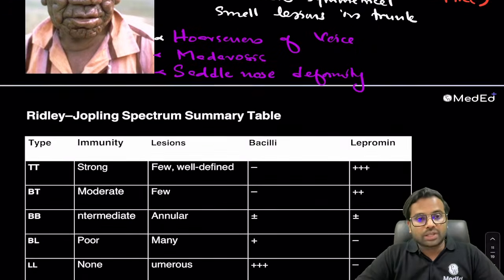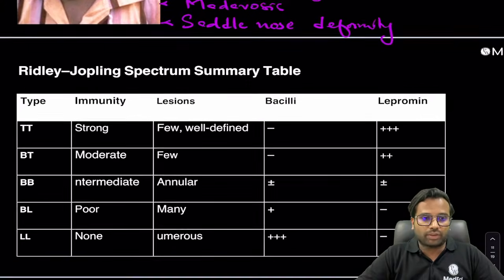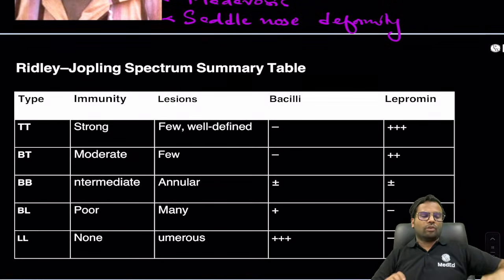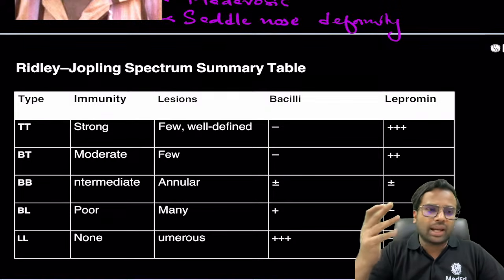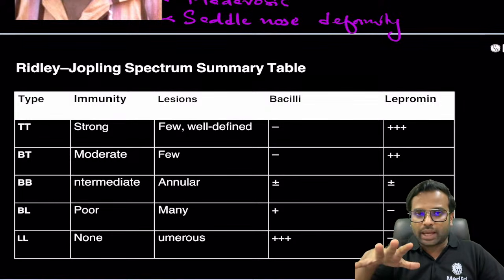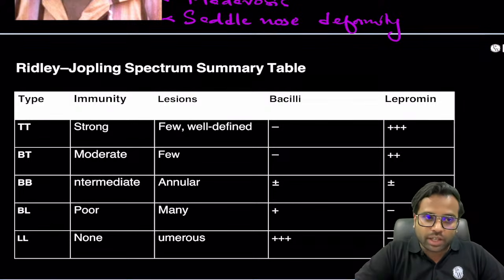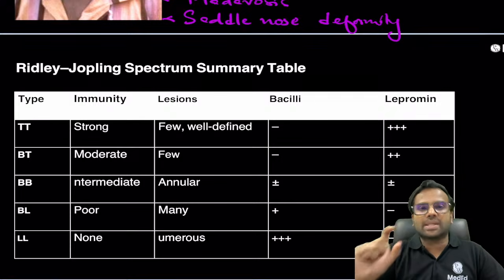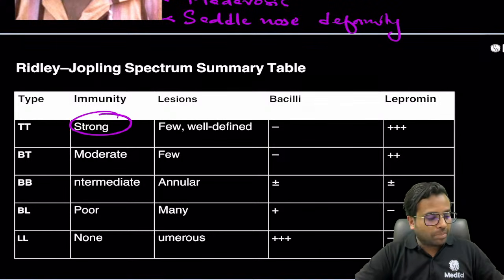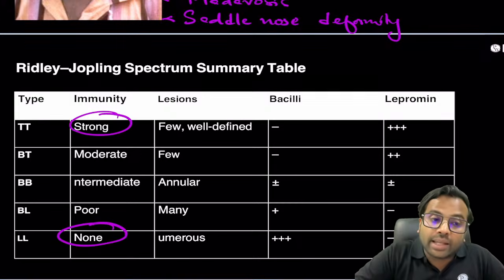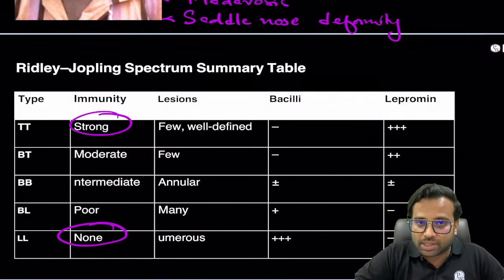So now, just summing up whatever we have learned. So we have already learned that TT, BT, BB, BL, LL. So these are the 5 types in the Ridley-Joplin classification. And सबसे best immunity होगा in tuberculoid type. Worst immunity होगा in the lepromatous type of leprosy.